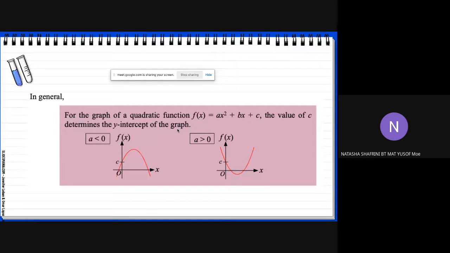Kalau cikgu bagi fx equal to negative 1 over 2 x square minus 4x plus 2. What is the y-intercept? Okay, good. 2. Okay, so dah faham lah kat situ.